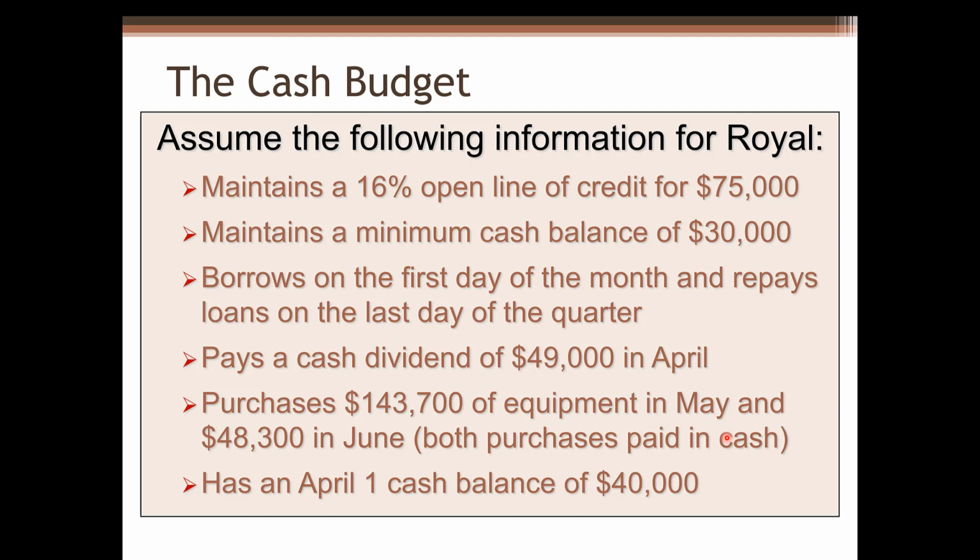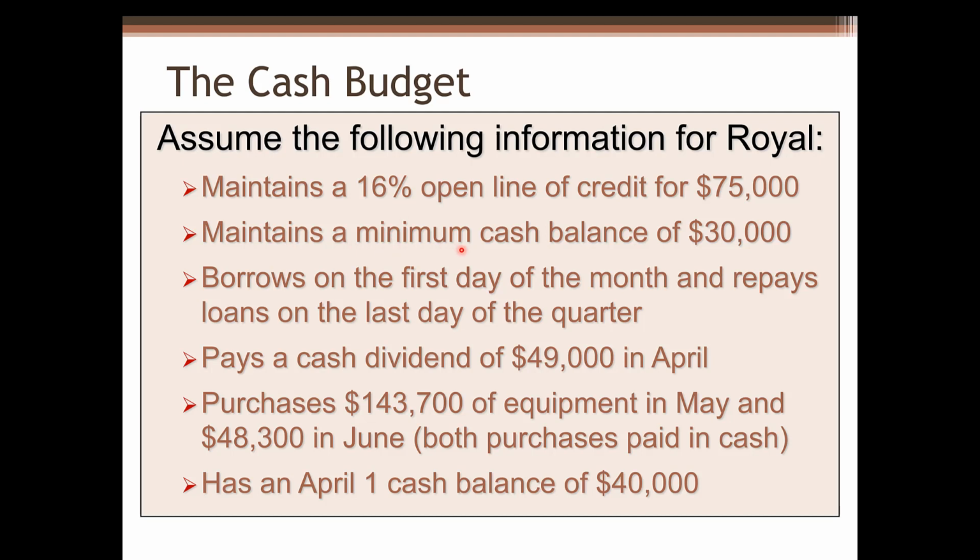Additional information. Assume the following information for Roger year. Maintains a 16% open line of credit for $75,000. Here, 16% is the annual interest rate. An open line of credit means the company can borrow cash from the bank at any time, as long as it does not reach the limit, $75,000, at an interest rate of 16%.